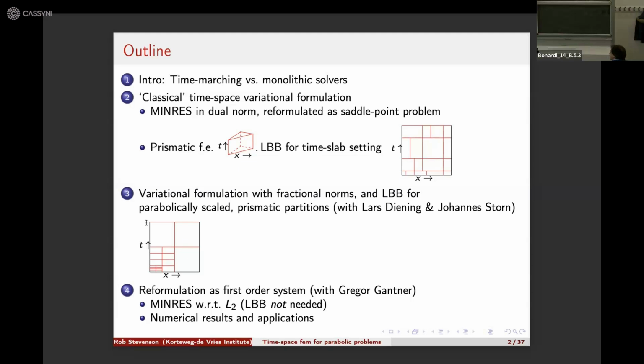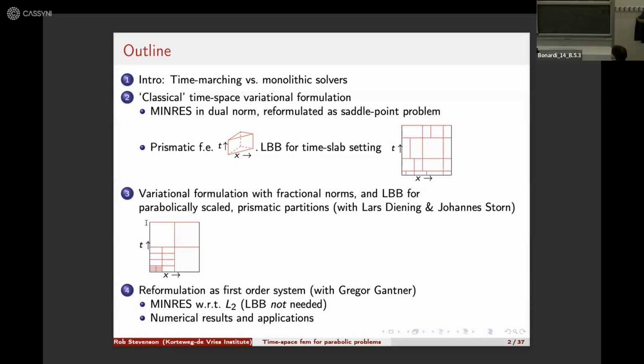So prismatic elements: I take simplices in the spatial domain and I tensorize them with intervals in time, and then you get these prisms. And the case for which we can prove the stability is the time slab setting, depicted here. I take here for simplicity a one-dimensional domain, since I cannot draw very well. A time slab setting means that I can subdivide my mesh into time slabs. For each interval in time, you have the same mesh. And for this type of meshes, we can prove the stability.